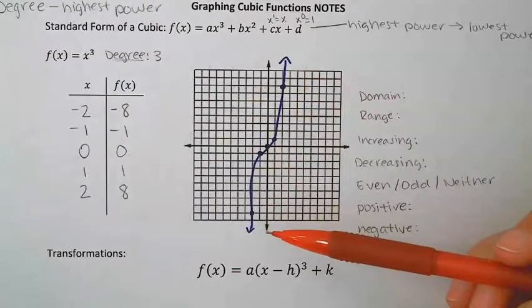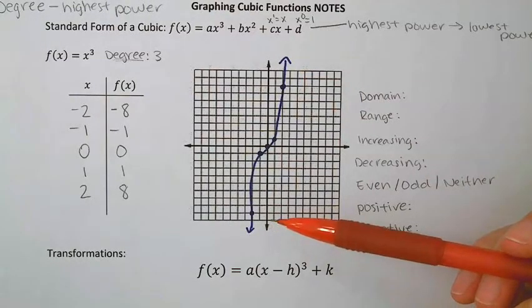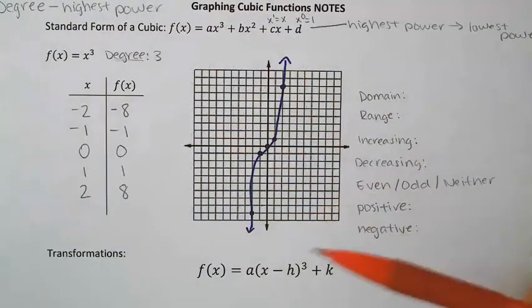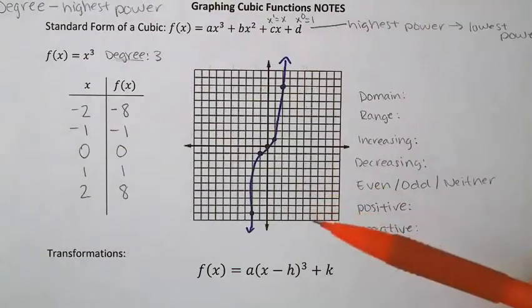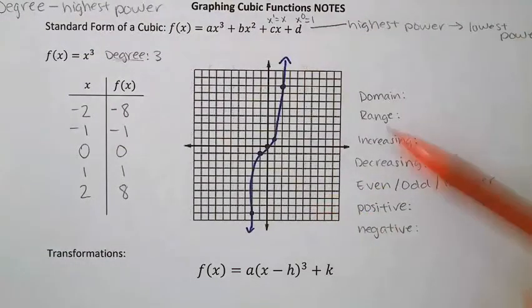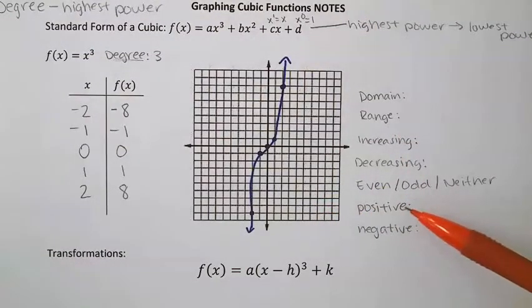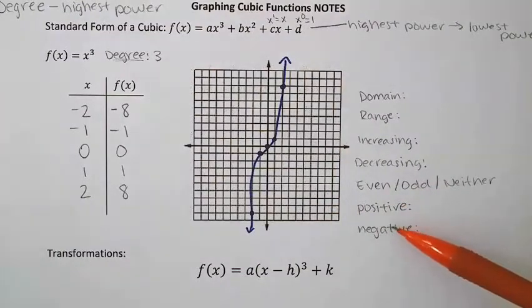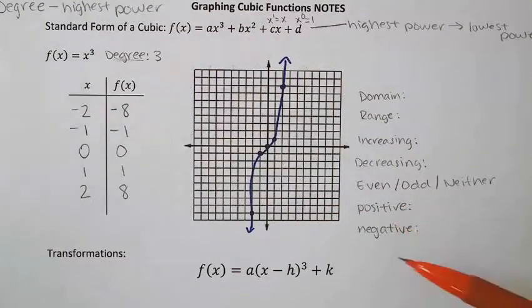My shape is a little bit off because I'm not very good at graphing these. I always get my curve just slightly off, but if you look up what the curve should look like, it'll look a little bit smoother and cleaner. But we are going to talk about the domain, range, increasing, decreasing, if it's even, odd, or neither, and where it's positive and negative, just to give us a good reminder of these things.